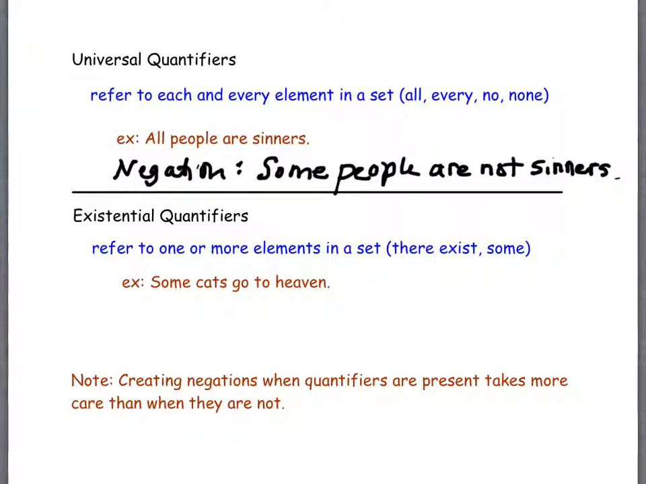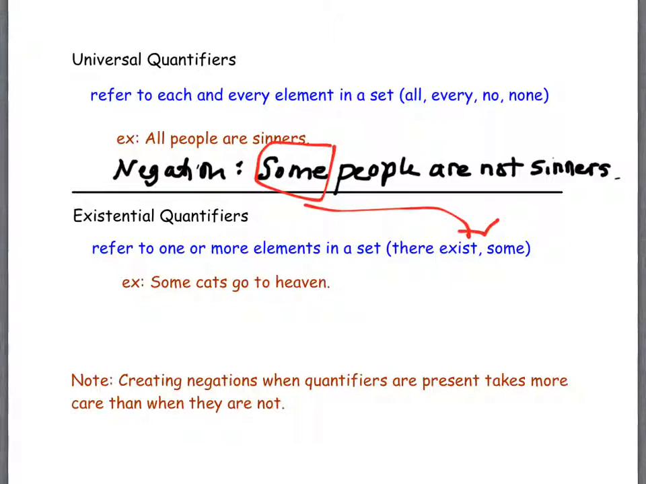That's all it takes. So to negate a statement that has a universal quantifier in it, we change it, notice, to having an existential quantifier in it. It will always change in that way. So if you're creating a negation of a statement that had a universal quantifier, all, in it, you're going to end up having an existential quantifier in it. And some people are not sinners isn't the only way to do that. You could write this as at least one person is not a sinner, or there exists someone who doesn't sin. Any of those would be negations of this statement.